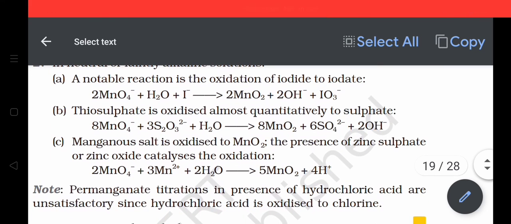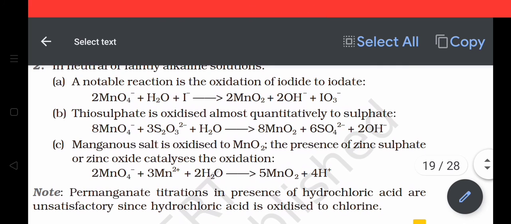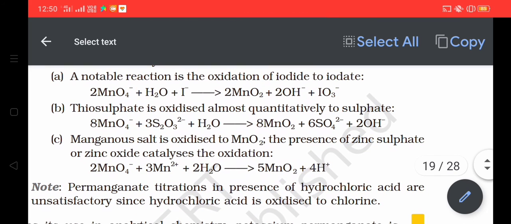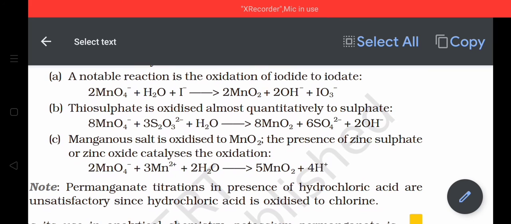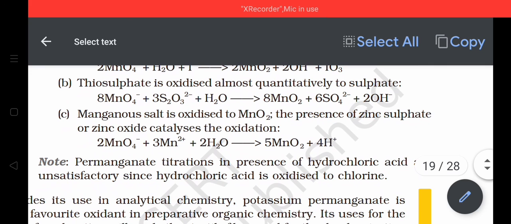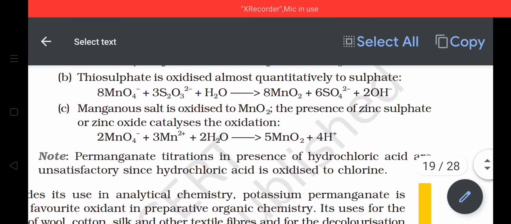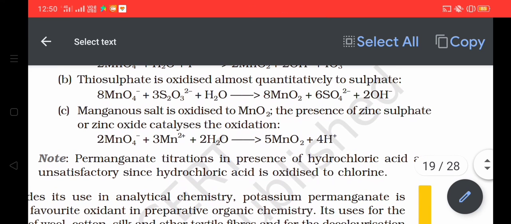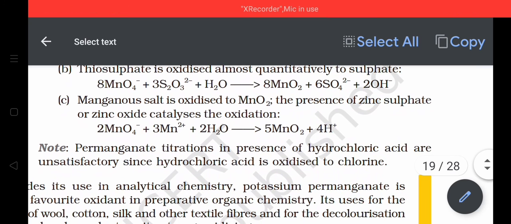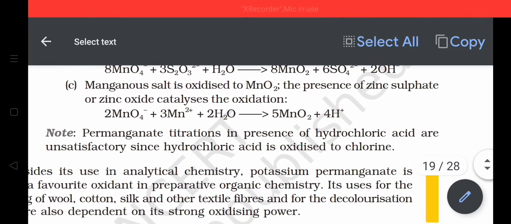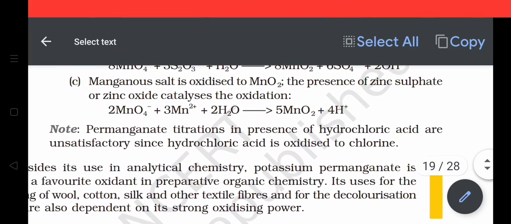Now the second equation, thiosulfate. Thiosulfate is represented as S2O3 2 negative. This thiosulfate is oxidized by permanganate ions to sulfate ions with formula SO4 2 negative, plus you get OH negative ions, plus manganese dioxide is produced. Similarly, if you take manganese salt, the manganese salts are catalyzed in presence of zinc salts. Now MnO4 negative reacts with manganese 2 positive plus water, it gets converted into MnO2 plus 4H positive.